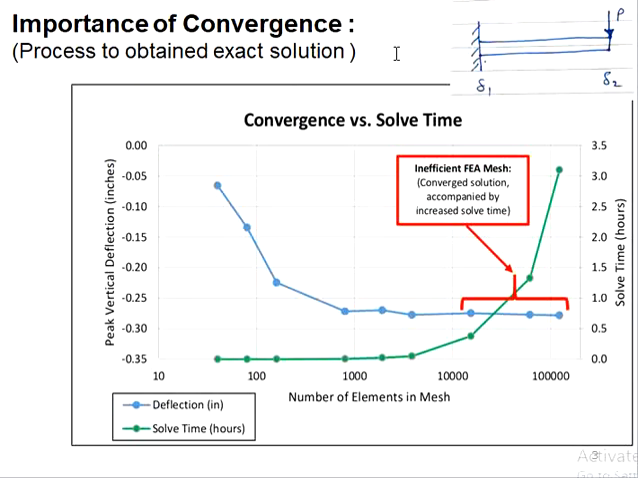So first question, what is convergence? Convergence is a process in which the solution obtained by AFM approaches the exact solution. Means, in short, to obtain the exact solution.